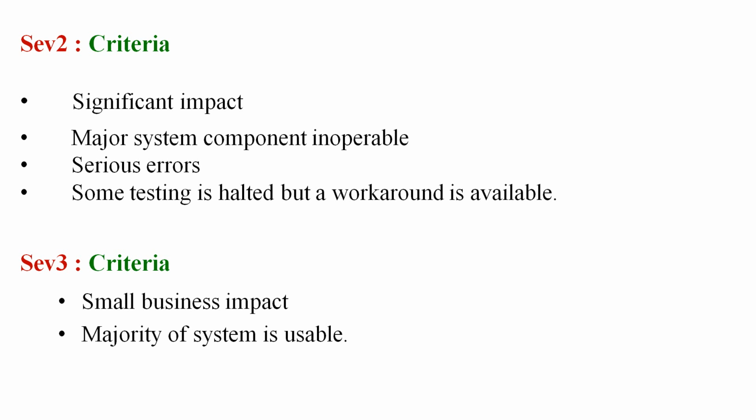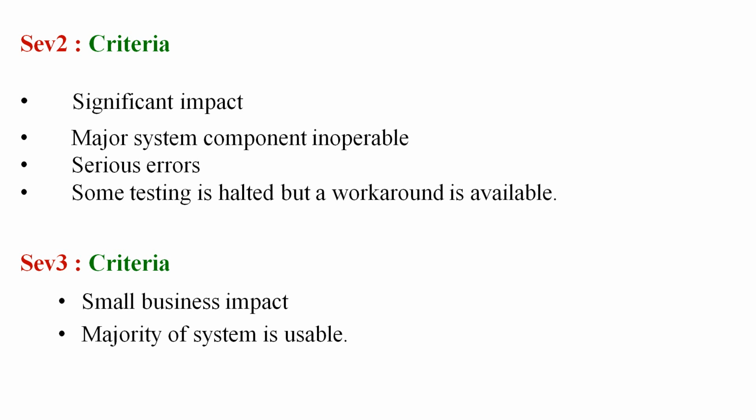Sev 3, small business impact. There is a minor impact. The majority of the system is usable. For example, due to the presence of some type of defect, a small business impact is there. That means there is a small impact on the testing process. The majority of the system is usable. 95% of the system is usable. 95% of the system can be tested.